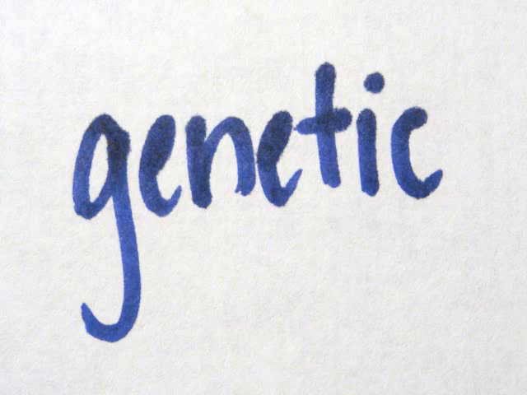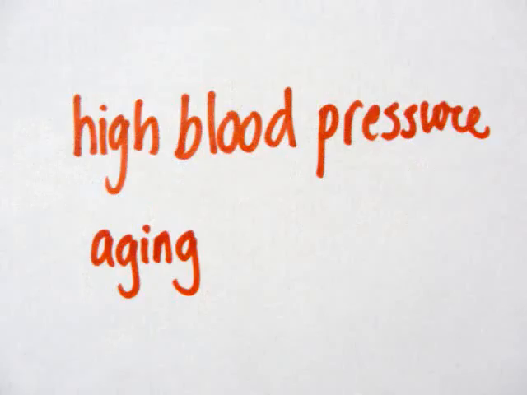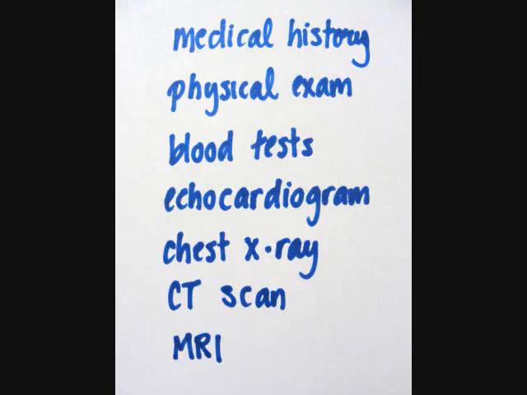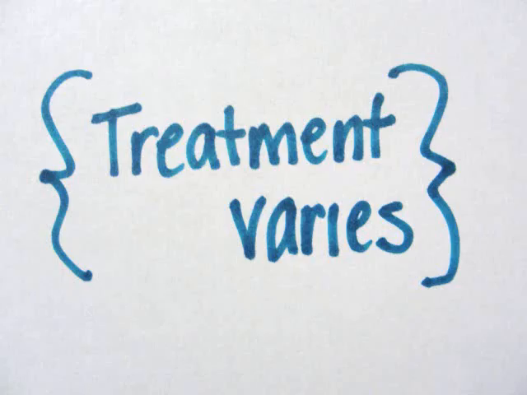The cause of HCM is unknown. However, it is genetic and may be acquired due to high blood pressure or aging. Diagnosis includes taking a look at the patient's medical history, giving them a physical exam, blood tests, echocardiogram, chest x-ray, CT scan, and MRI. The treatment for HCM varies on the condition of the disease, such as how the heart is functioning, if arrhythmias are present, and if the blood vessels are narrowed. However, the doctors' treatment aim is to prevent symptoms and complications.